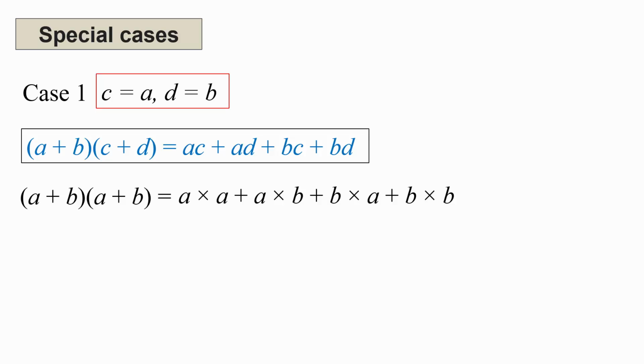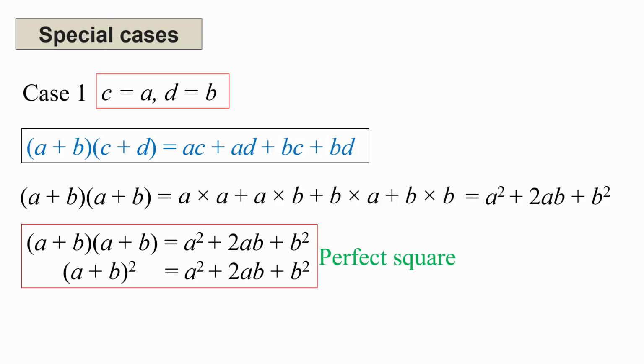And just simplifying that, A times A is A squared. Now the two middle terms, we have A times B, which is AB, and B times A, which is BA or AB. We've got two of those. We can join the middle two terms and write them as 2AB. And at the end we have B times B, which is B squared. So this is what it means.